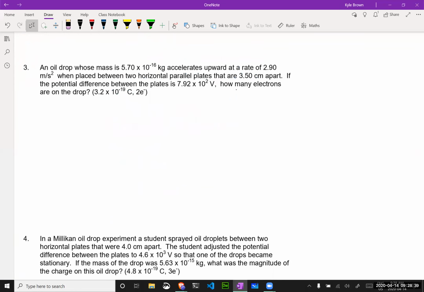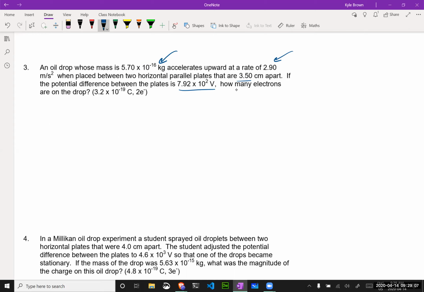Okay, Millikan. So we've got 2 Millikan ones now. Number 3 says an oil drop whose mass is that many kilograms accelerates upward at a rate of 2.9 meters per second squared when placed between 2 horizontal parallel plates that are 3.5 centimeters apart. If the potential difference between the plates is that, how many electrons are on the drop?